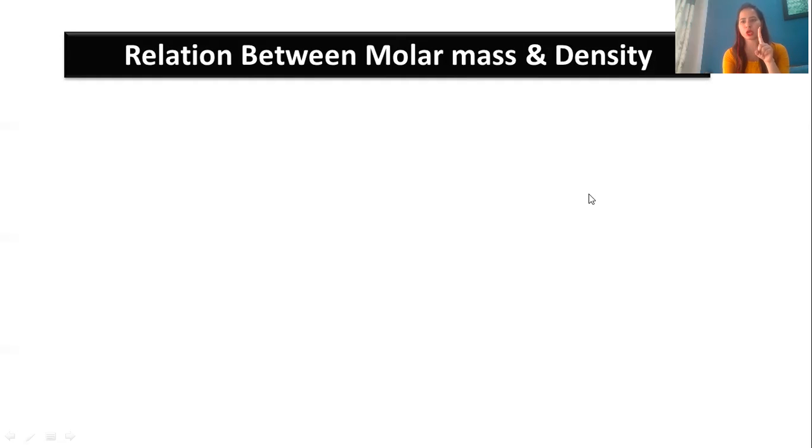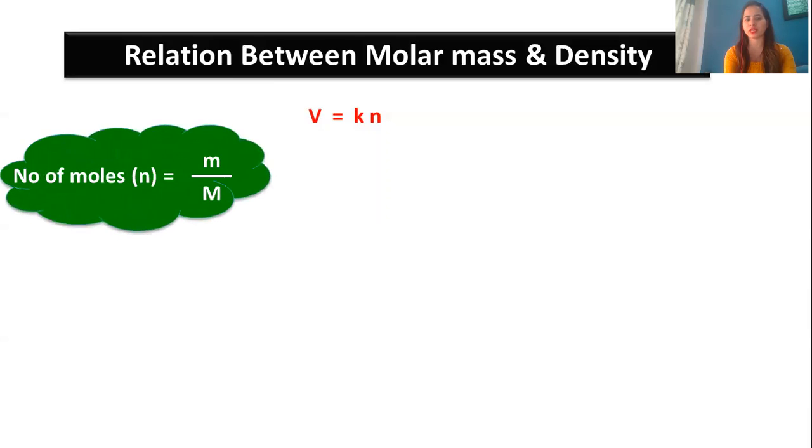The first one was Boyle's law. Second we had was Gay-Lussac's law, Charles' law, and Avogadro's law. Next we have, you can see, the relationship between molar mass and density. Now when I say molar mass and density, you can see V is equals to K into n. As we know, according to Avogadro's law, V is directly proportional to n. When I say directly proportional, if you remove the sign, we get V is equal to K into n.